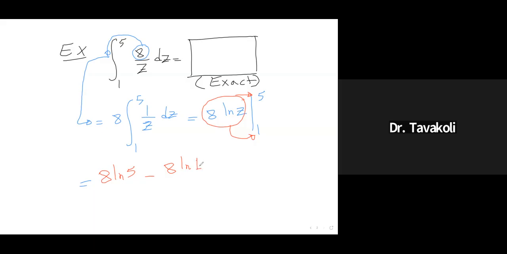Is there any way we can simplify this? Yes, you know that ln of 1 is what? It is 0. ln of 1 is 0, so this is just 0. I can't do anything about ln of 5 as an exact number. So the final answer is just 8 times ln of 5.